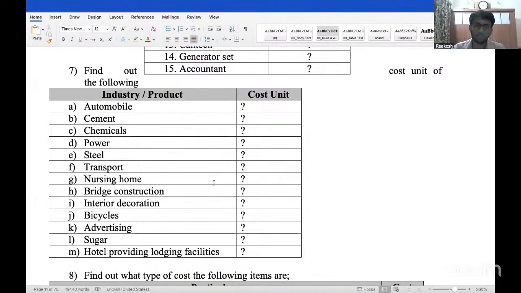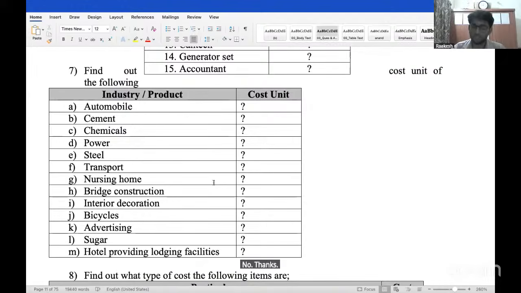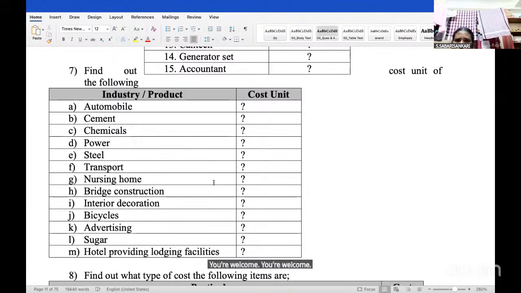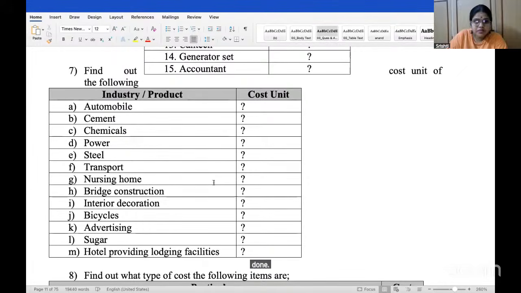Cement: bags or tons. Chemical: liters, gallons, kilograms, or tons. Power: kilowatt hour. Steel: tons.